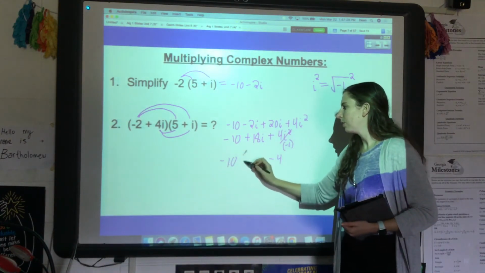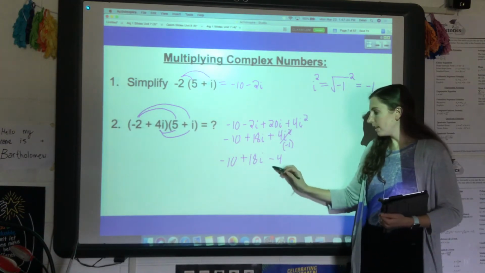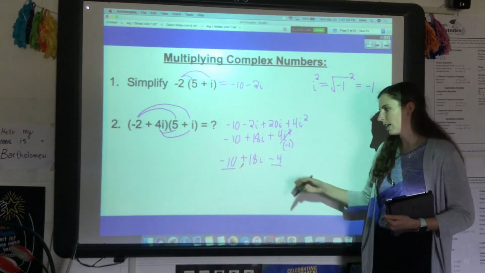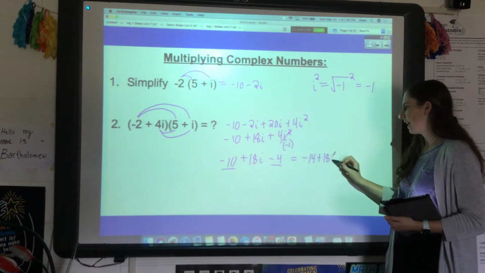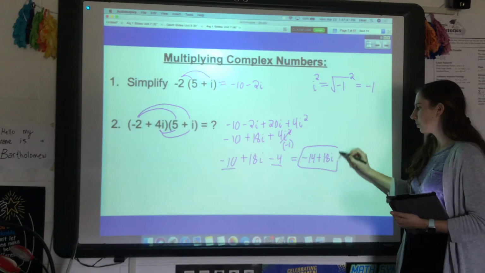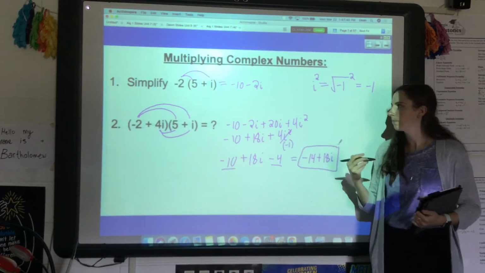So now I've got all of this. And now these are like terms. So -10 minus 4 is -14. And that is my final answer. So basically, anytime you have an i squared, just replace it with a -1.